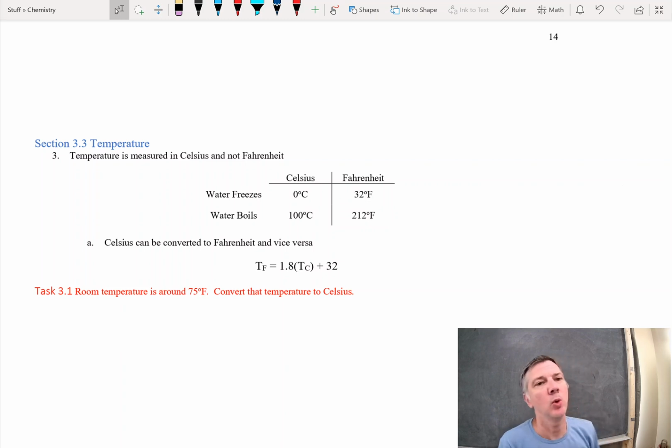Hi, we're going to get into section 3.3 out of chapter 3. This is temperature, and we're mainly going to be looking at temperature conversions. So I'm going to show you how to show your work and then how to use the calculator.